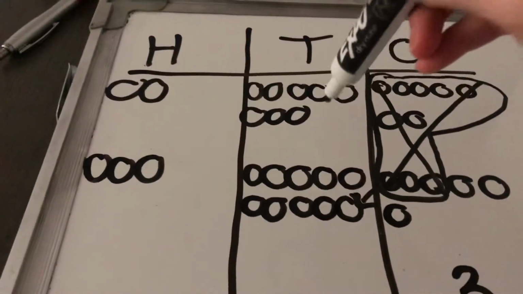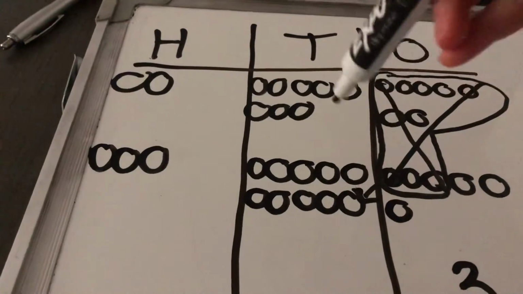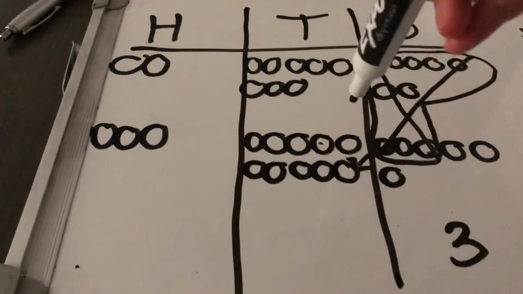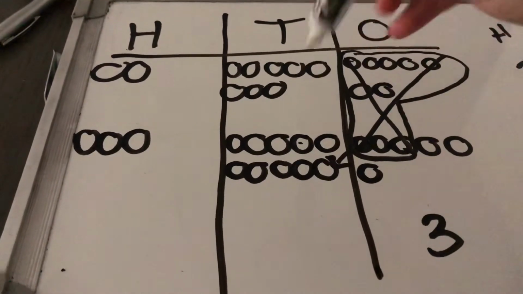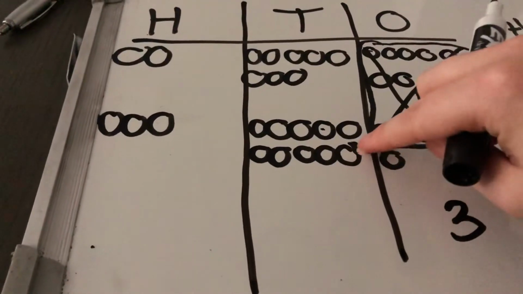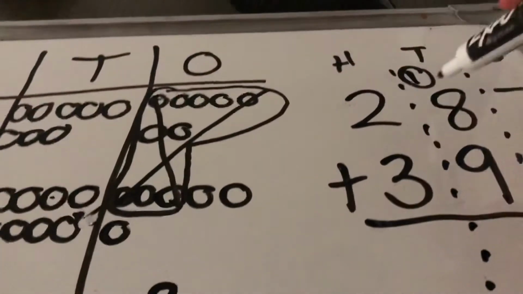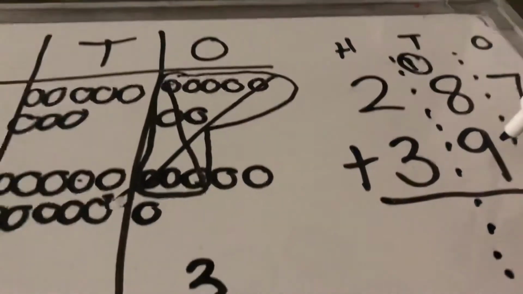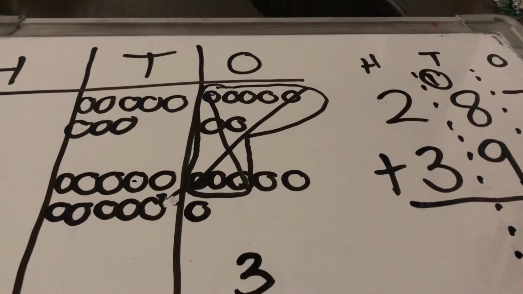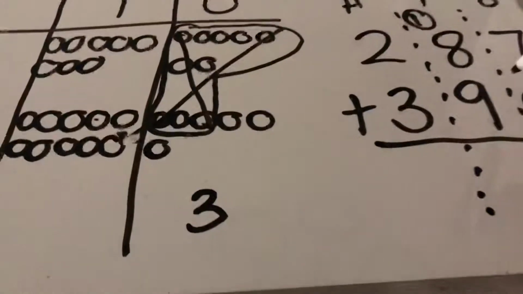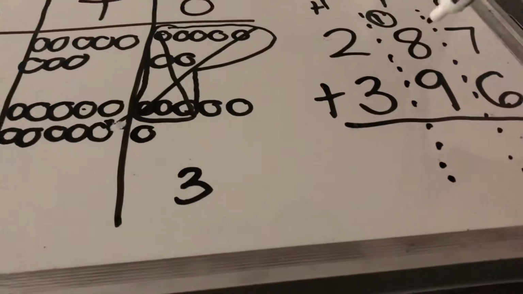Okay, now we need to add our group of tens here. We have 8 plus 10 now. Or you could say we have 9 plus 9. What's 8 plus 10? Yeah, 8 plus 10 is 18, and 9 plus 9 is also 18.